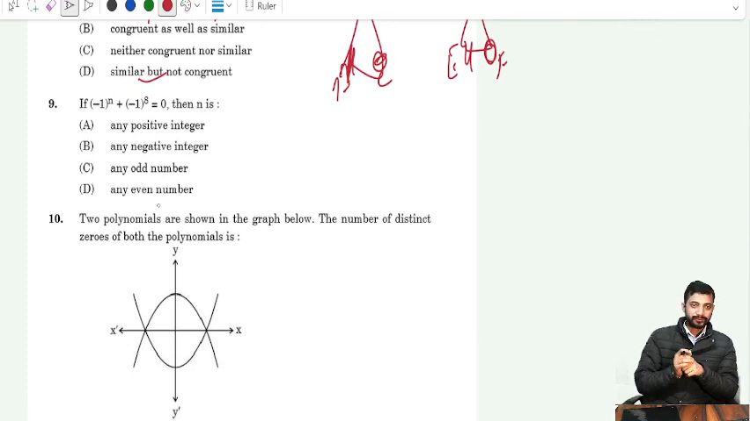Let's solve the next question. This is given: minus 1 power n plus 1 plus minus 1 power. Here you can see this is a very important question.